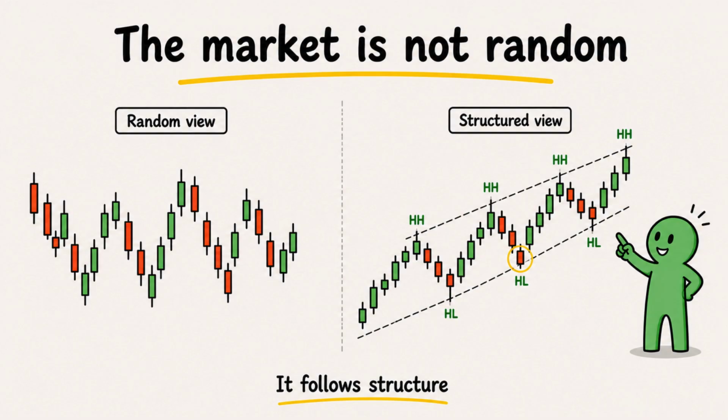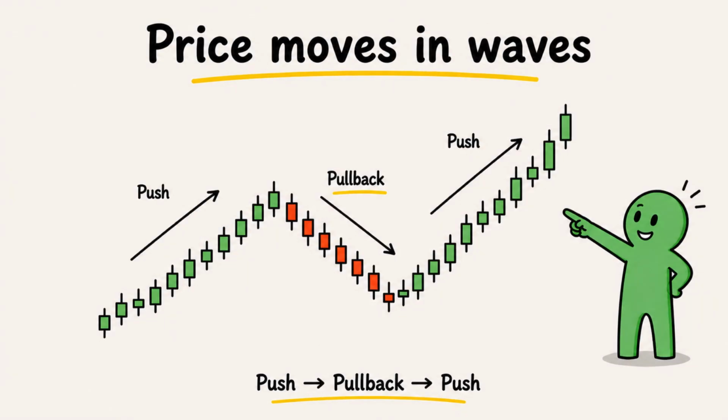The market is not random. It follows structure. And once you understand that structure, everything starts slowing down. You stop reacting, and you start reading. So let's simplify this. Price only does two things. It moves up or it moves down. But the way it moves is not random.